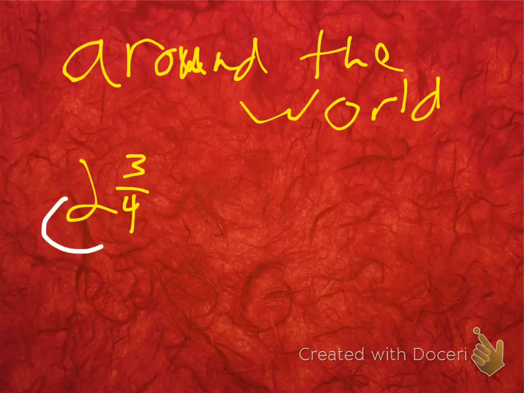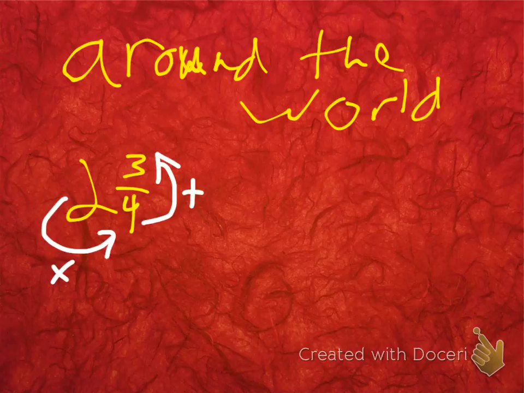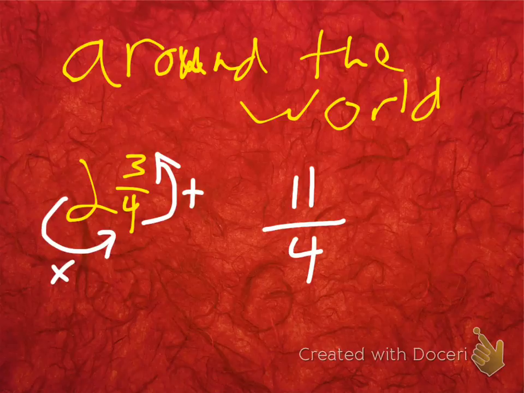You have to say, okay, 2 times 4, and then add that answer into the top. So 2 times 4 is 8. 8 plus 3 is 11. And the bottom number stays the same. That is around the world. You need to be able to do that. Right? That's every single thing that you need to know as far as operations are concerned.